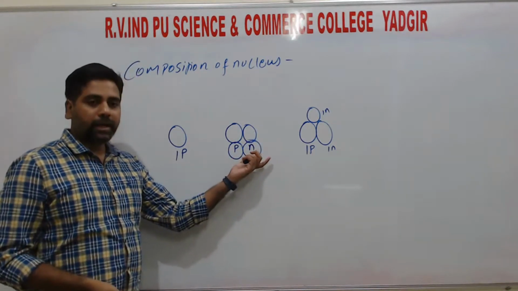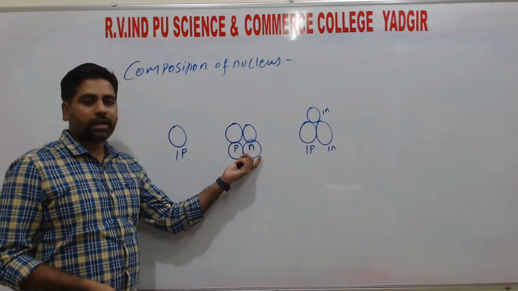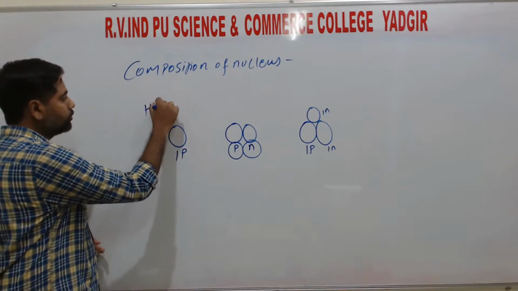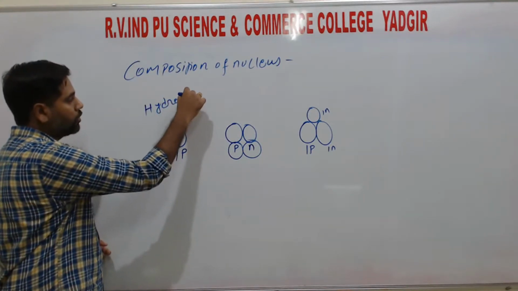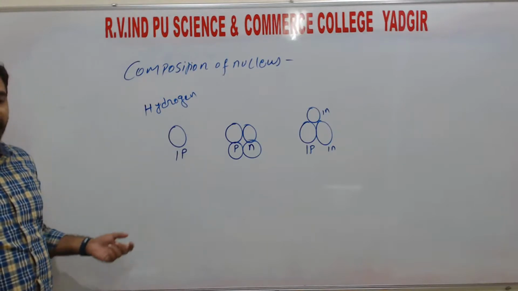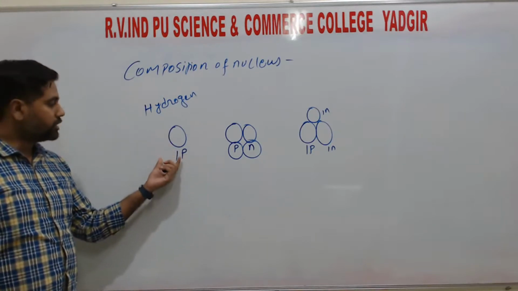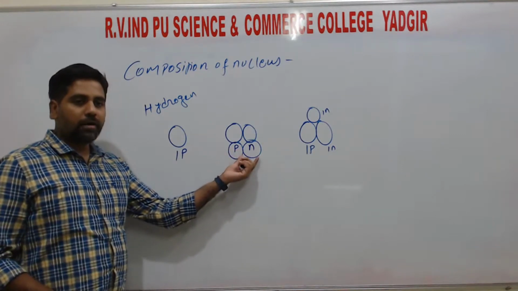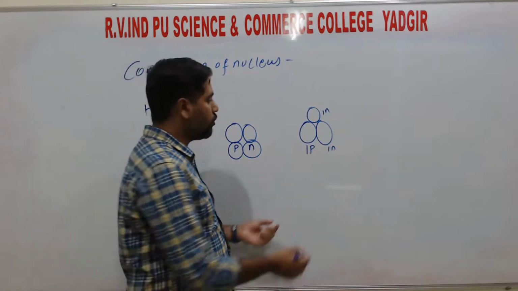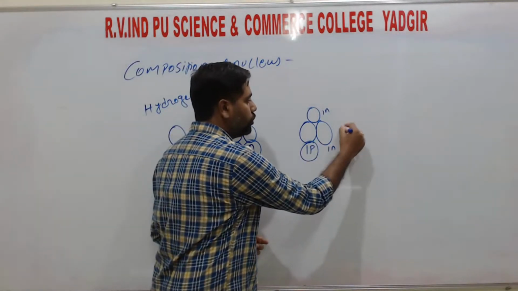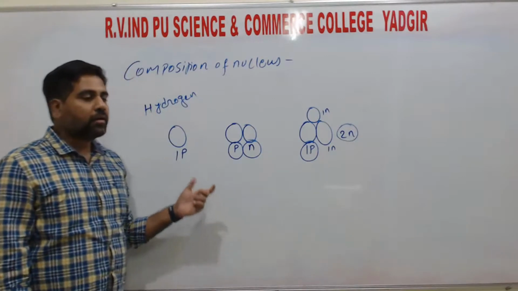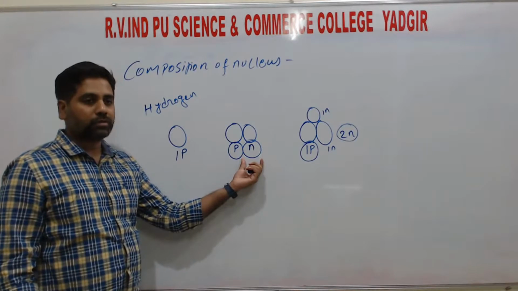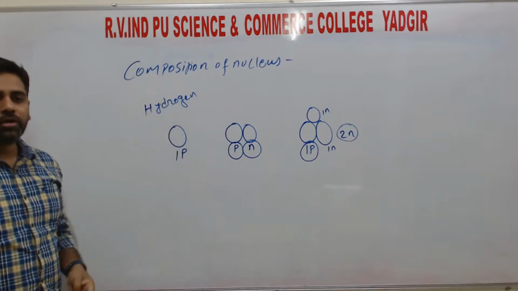There may be any number of protons or any number of neutrons. Considering the example of hydrogen, we have three different types of masses. One consists of only a proton, the second, deuterium, consists of one proton and one neutron, and in tritium we have one proton and two neutrons, right? So the nucleus consists of both protons and neutrons. That is the composition of the nucleus, right?